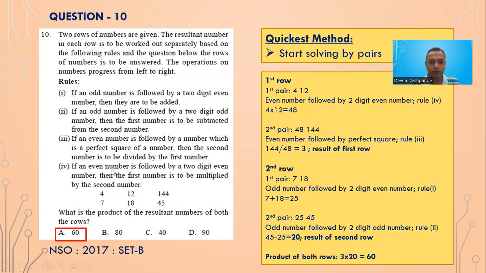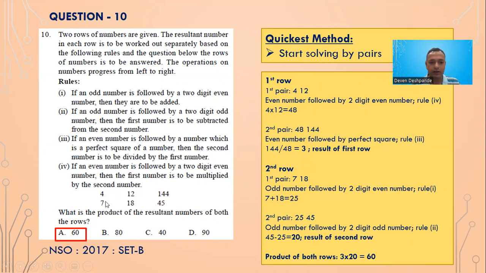So the second pair will be 48 and 144. Which rule is this? An even number followed by a perfect square, because 144 is a perfect square. 12 12s are 144. For an even number followed by a perfect square, we have to apply rule number 3. What is rule number 3? The second number is to be divided by the first number. So 144 divided by 48 is 3. So the result of the first row is 3.